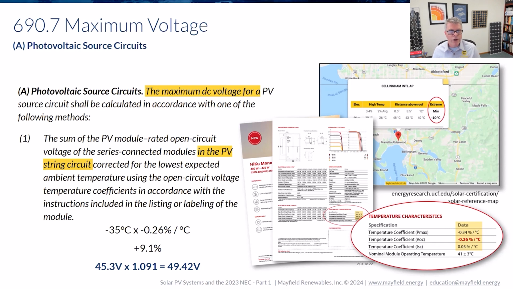The value from the spec sheet was 45.3 volts. We're going to move the decimal place over a couple of places to do our math. So 45.3 times 1.091, to indicate a 9.1% increase, tells us that in that location, at that temperature, the circuit will actually be 49.4 volts.